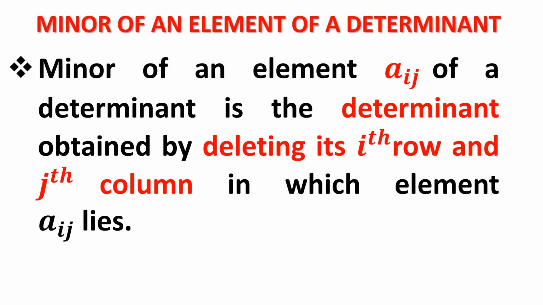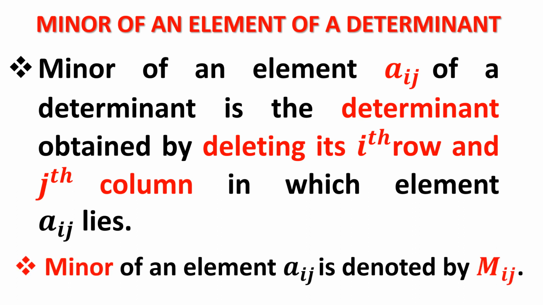Whatever 2 cross 2 determinant you obtained by removing the row in which an element lies and the column in which the element lies is nothing but the minor. There we have taken only 3 minors at a time whenever we were expanding a determinant. In this section we are going to see the minors of all the elements of the determinant. Minor of an element is denoted by Mij.